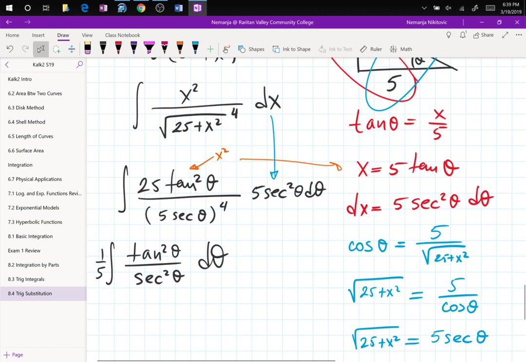Wait, you did 1 minus cosine theta over... Did you divide? I pulled the 2 out. You took your 2 out. Okay. Just don't forget about it.